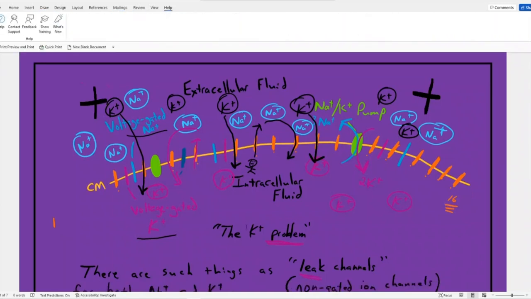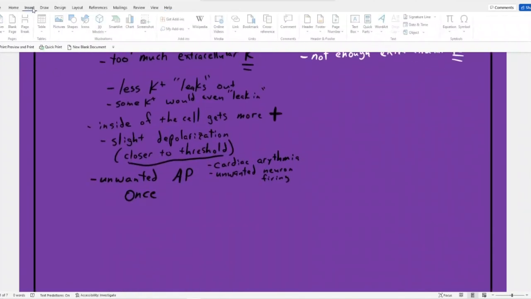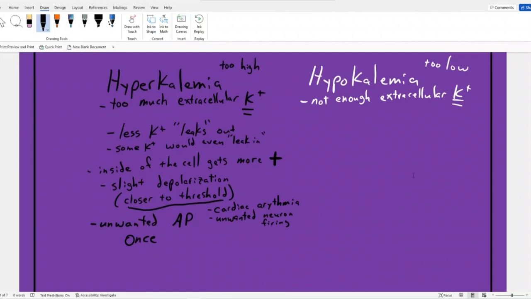So, this idea of hyperkalemia, I could get an unwanted action potential one time, but it interferes with repolarization, so I can't get the thing to fire again. That's not good, is it? I can't have the cell, the neuron or the cardiac muscle cell, recover.